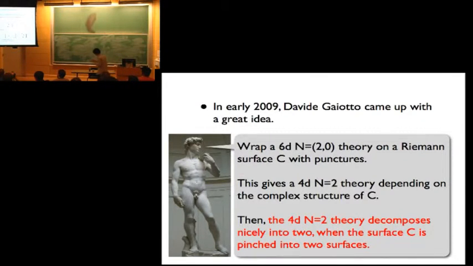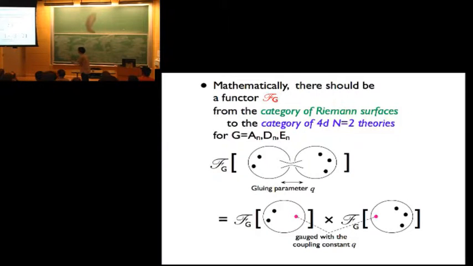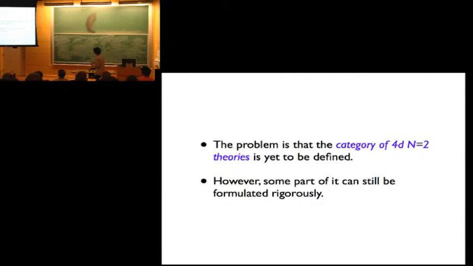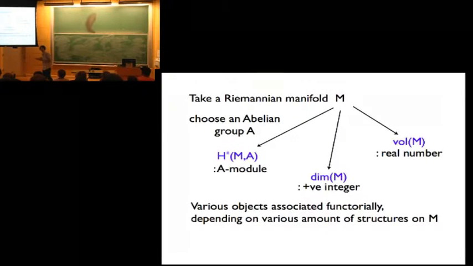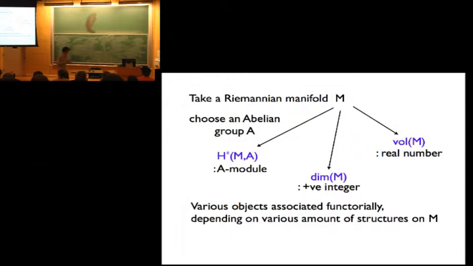So we believe that once we define what we mean by 4D N=2 theories, the category of 4D N=2 theories, there will be this functor F_g for each choice of g, a simply laced Lie algebra, or the ADE type. I'd like to extract something simpler out of this very complicated but rich functor. So I'd like to make an analogy first.